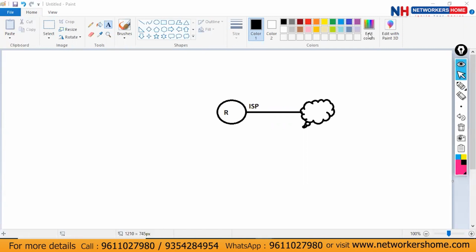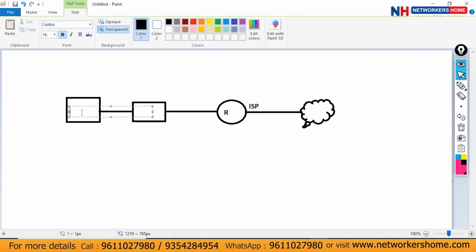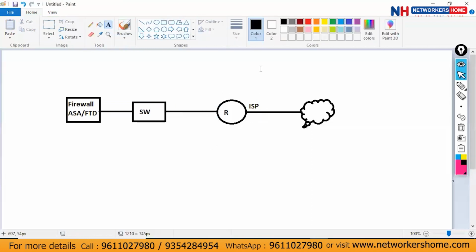After that, what do we do? We take a switch. We can take a core switch or we can take a normal switch also, right? We take a switch and we connect. Now here you are connecting a device that can be a firewall. Now here we are connecting the firewall. This can be any firewall, your ASA firewall or your FTD firewall, any firewall it can be. This is your switch. Most of the time, most of the places you will find this scenario also.